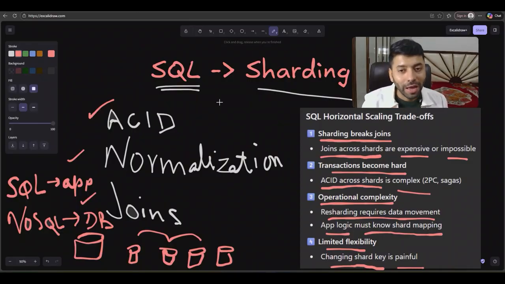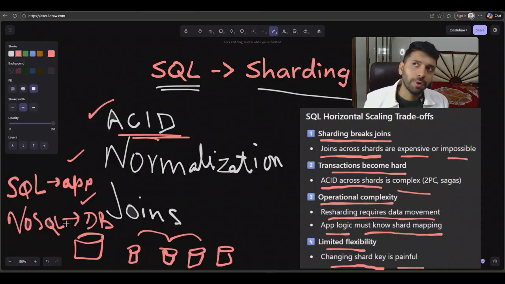When we don't rely too much on ACID properties, and we are talking about huge scale, then we prefer NoSQL. Okay, don't worry, we'll discuss more about it. This part, app-based logic and DB-based logic, we'll discuss again when we talk about the NoSQL part, so that you get more clarity.